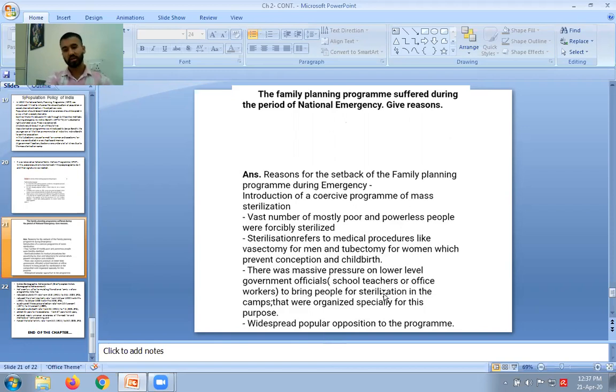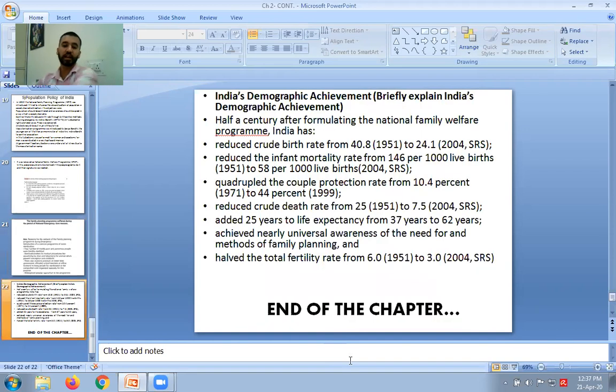So this particular policy faced a lot of opposition. That's why after the emergency, the government was changed and the name of the policy was renamed. All right, so this is what happened in this particular policy. So this is the last slide, and with this slide, we're going to end this chapter.